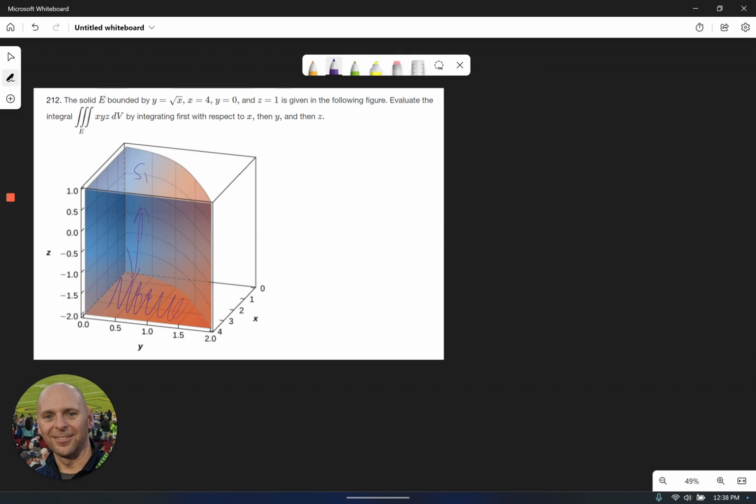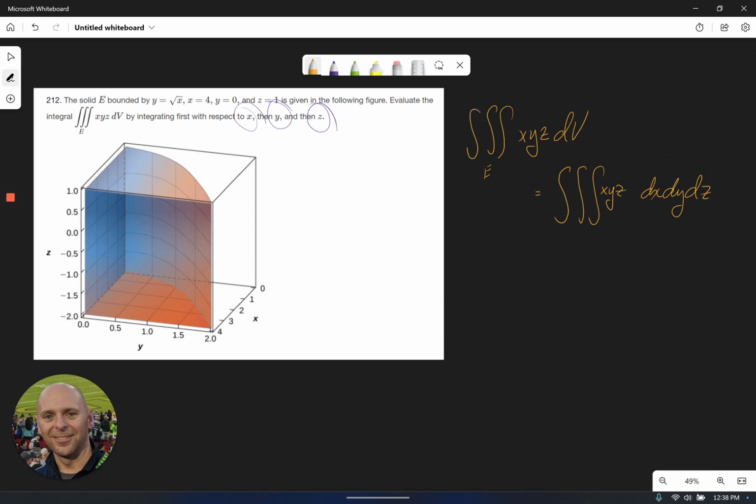It could be done very well that way, but in this case we've been asked specifically to integrate with respect to x, then y, then z. So if we're thinking about setting up our triple integral here, this is going to be a triple integral over the solid E of x, y, z dV. And again, we've been asked to set that up in a specific order, x first, then y, then z. So this is what we're looking for, and we're integrating over our solid E.